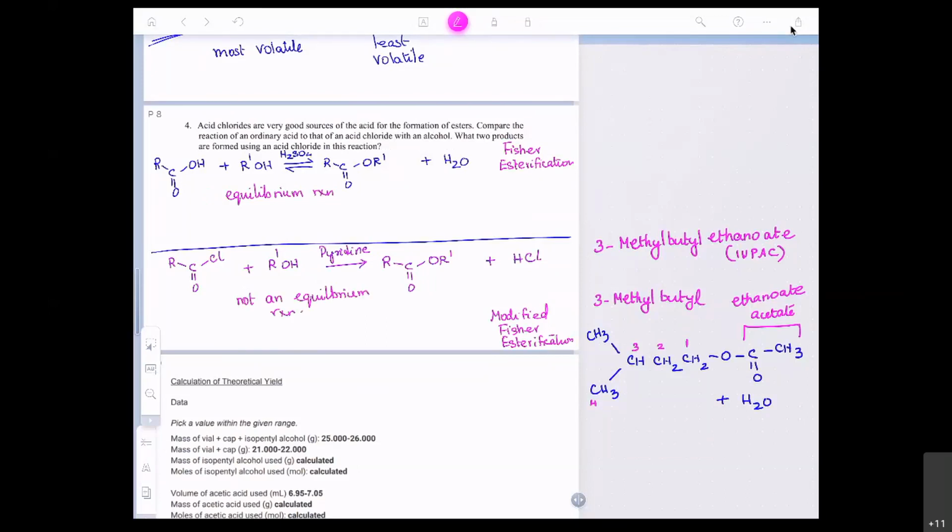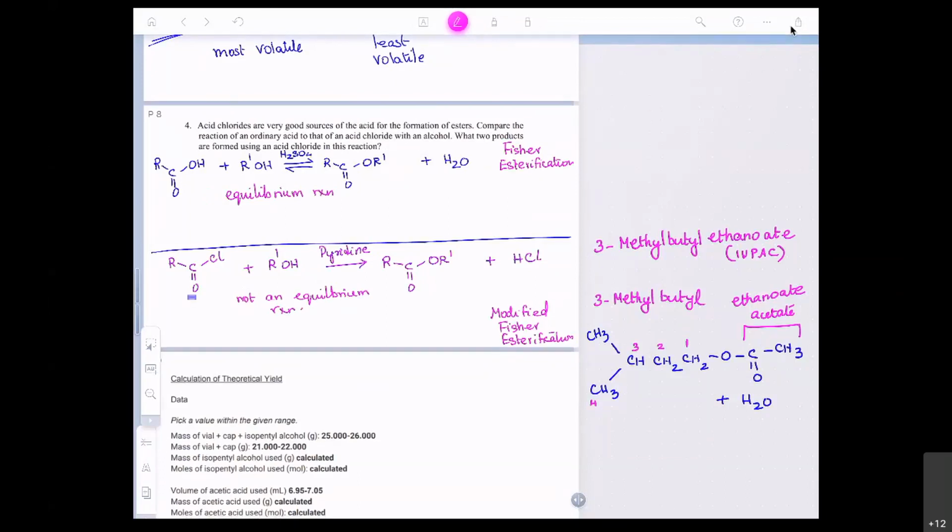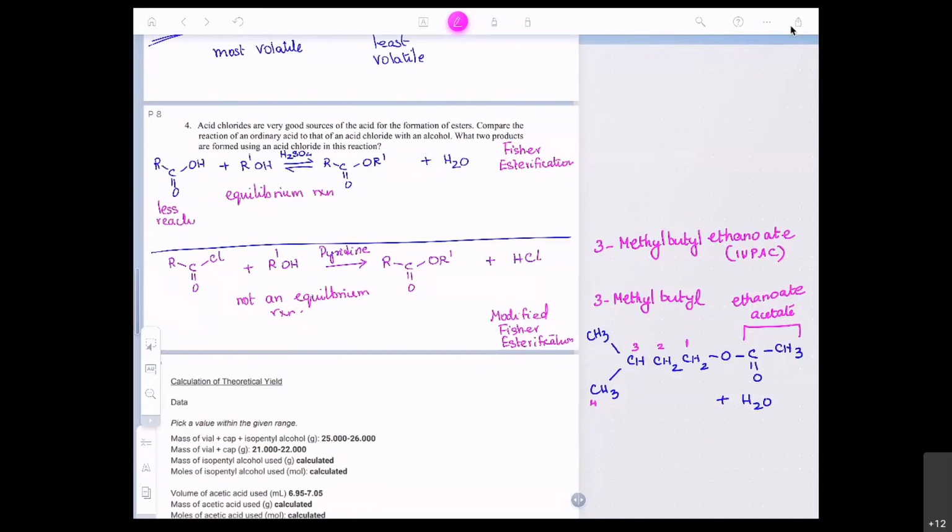So in your comparison, in both cases the major product formed is an ester, okay? This one is less reactive. A carboxylic acid is less reactive compared to an acid chloride. This one is more reactive. We already know this is more reactive. So therefore, it's a faster reaction. A slower reaction requires high temperatures and takes a long time.